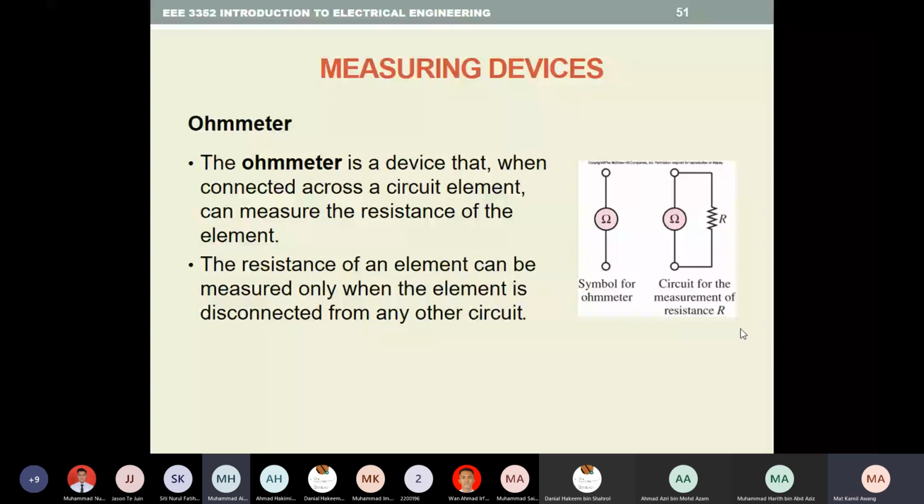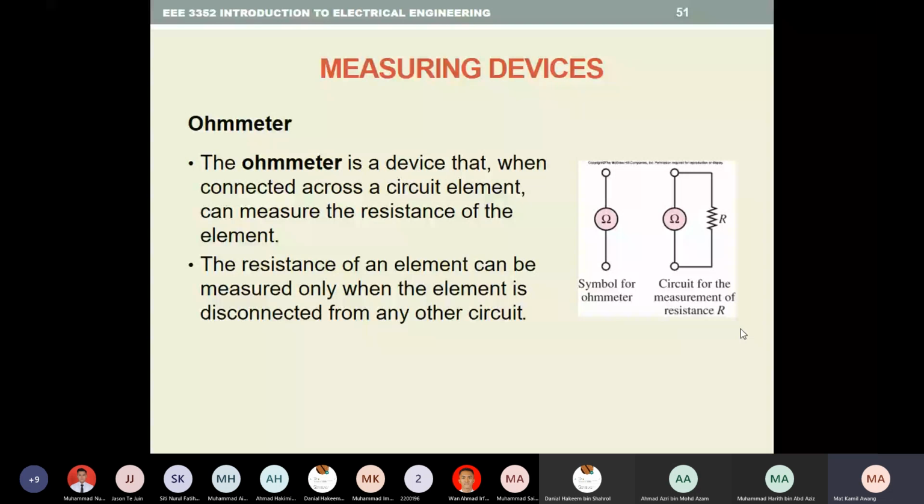So how do you do that? Basically, you connect across a circuit element, then you read the value displayed on the ohmmeter. The resistance of an element can be measured only when the element is disconnected from any other circuit. So you have to take the element out of the circuit and measure. You cannot measure resistance directly on the circuit board. You have to take the component out and measure.